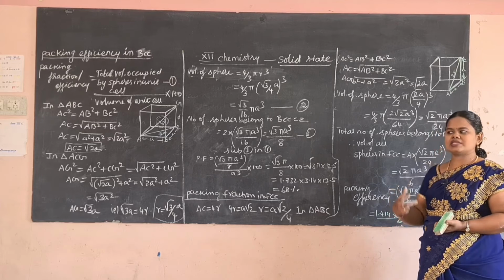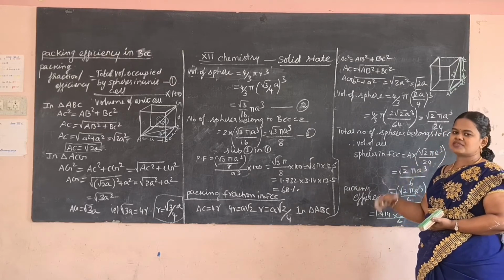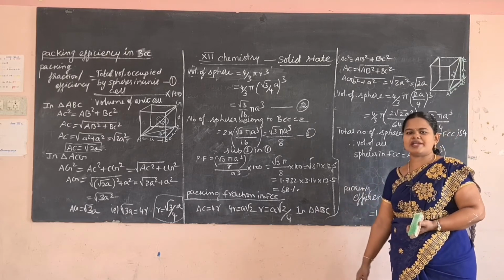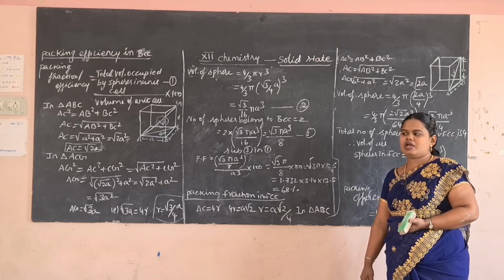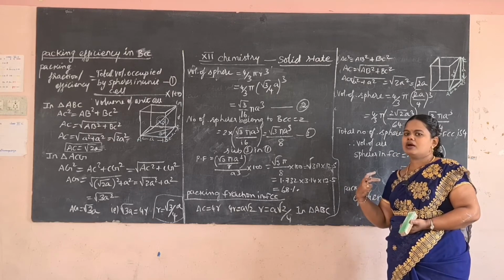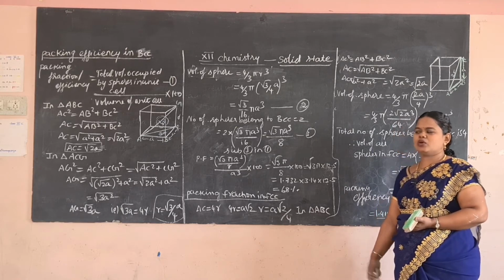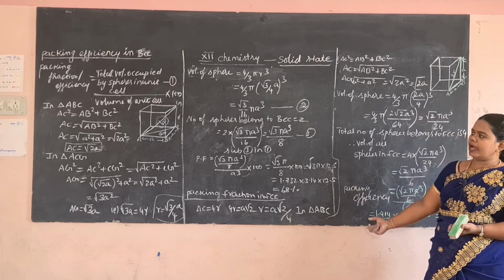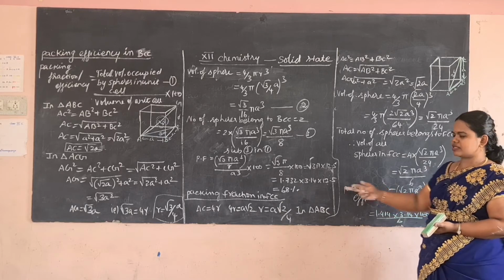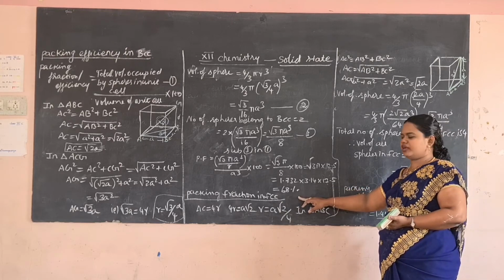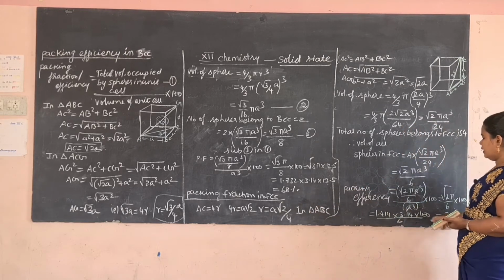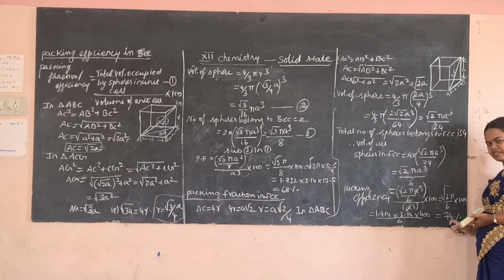So compared to SC, BCC and FCC, FCC has efficient packing of atoms in the crystal, and SC has the less efficient packing of atoms in the crystal. We know that in SC it is 52%, and here in BCC it is 68%. It can be asked in one word, 68%, and in the FCC the packing fraction is 74%.